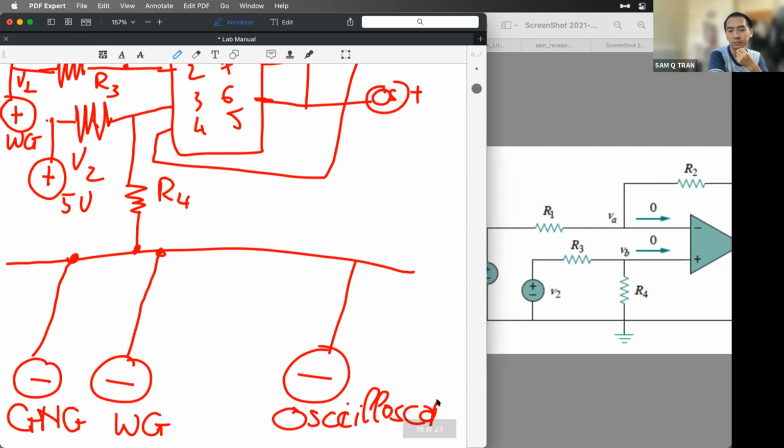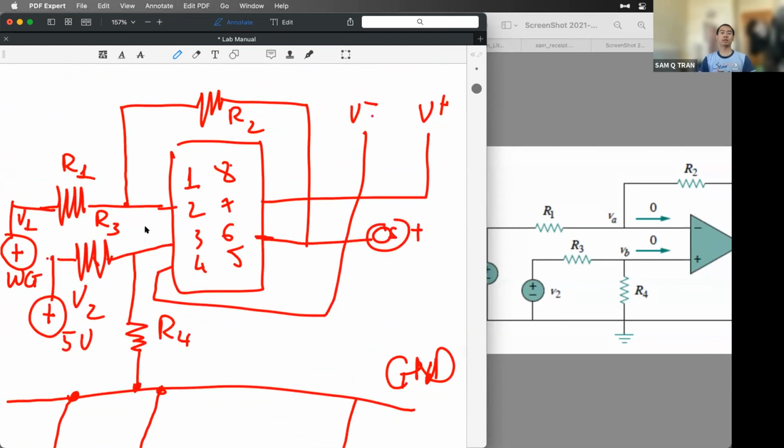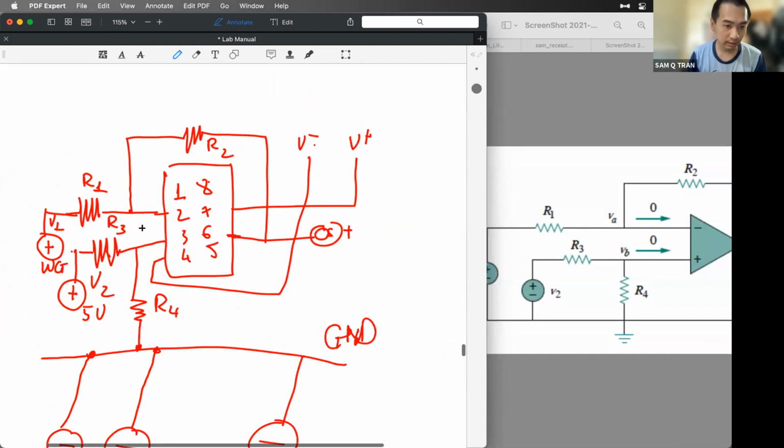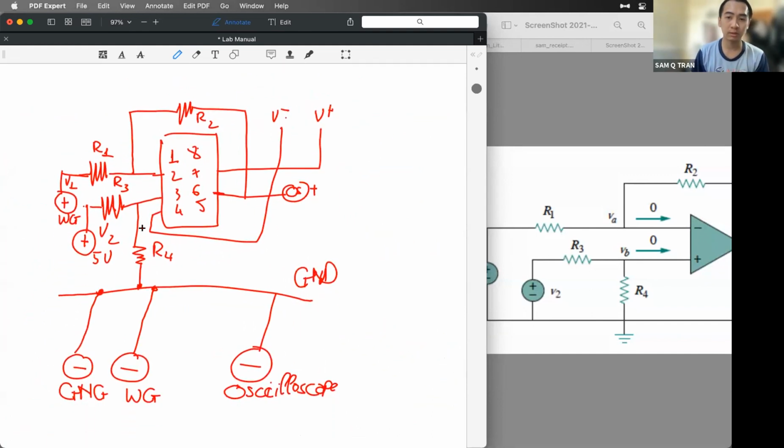Oscilloscope. And yeah, this one should be the ground line, the GND line. And yep, so this is how you should connect your different amplifier circuit. Any question for me?